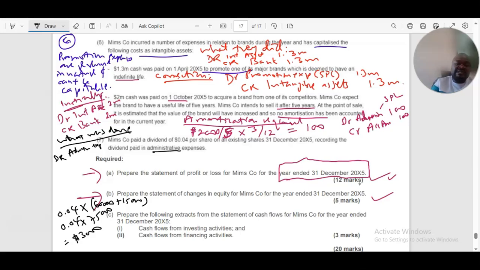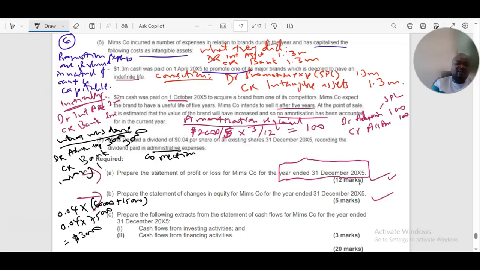Okay, so this was the expense, the admin expense, and they credited what? They credited the bank because they paid, as they said, this dividend, paid 3,000. That was wrong. You must highlight to the examiner that this was wrong, and you then give him the correction.